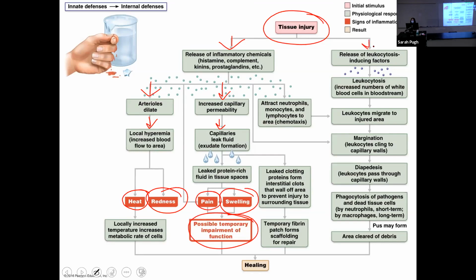You're also going to get a lot of white blood cells moving to the area to help clean up and gobble up any kind of foreign organisms that might have gotten in at that wound. Okay, so this is everything that we talked about. It's just more in a flow chart.